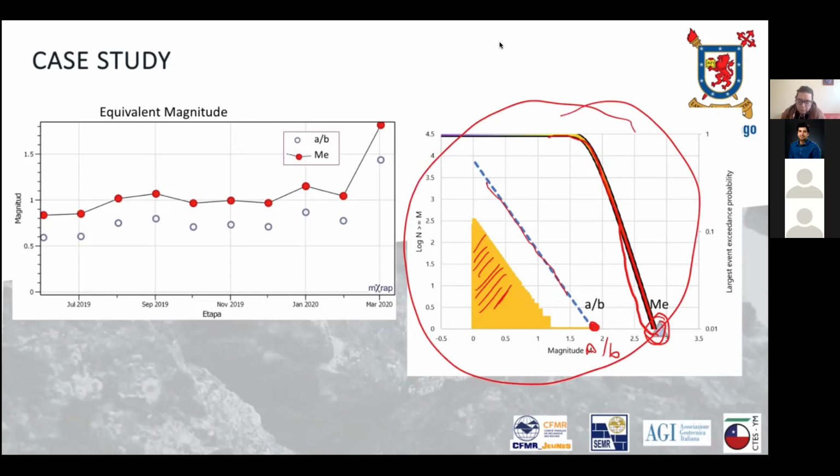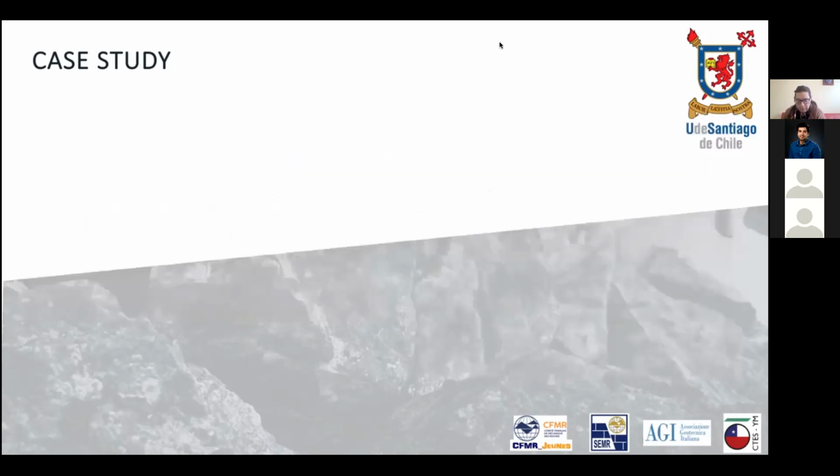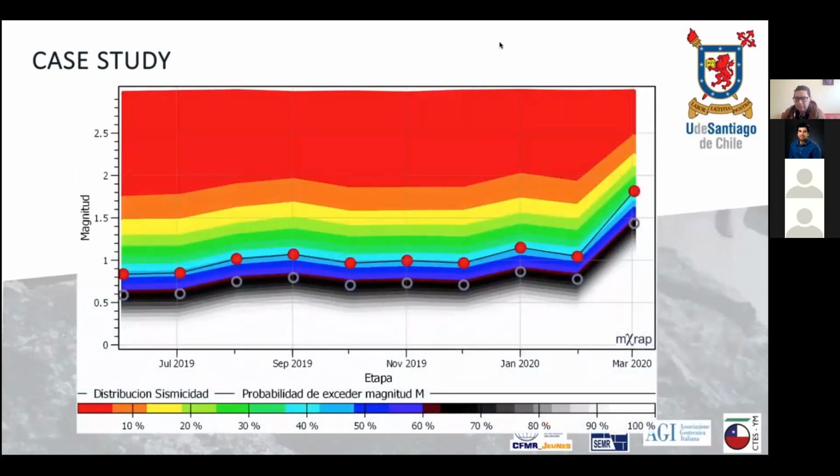So what we're going to do is use this as a color scale and plot it at each period, at each excavation step. And we can get something like this. So how can you read this rainbow? This represents the probability of exceeding a specific magnitude. For example, in November 2019, for a magnitude of 1.5, the probability is given by the color scale. So this color should be somewhere around here. It's a 50% probability of having an event larger than that.